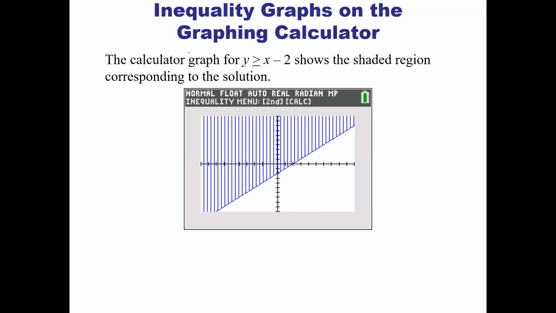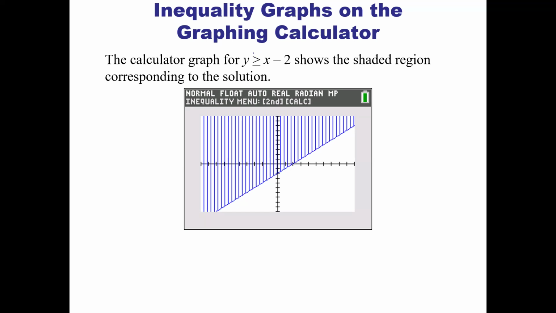All right, so we can also graph inequalities on our calculator. This shows the graph for y is greater than or equal to x minus 2, and the shaded region is basically our solution. Now, it's sometimes hard to tell on the graphing calculator if that line is actually included or not, and that's sometimes the issue. You might not be able to determine, depending on your calculator, if that's a dotted line or not.